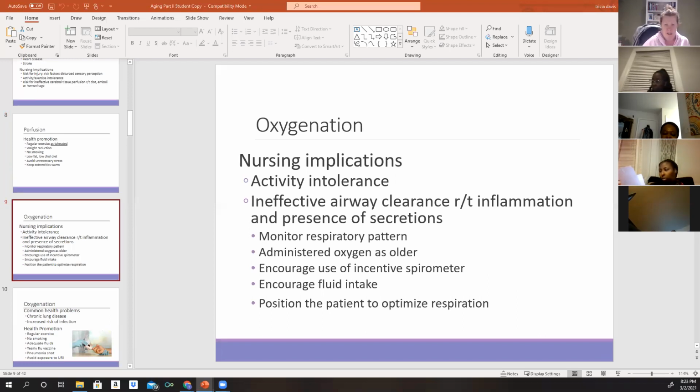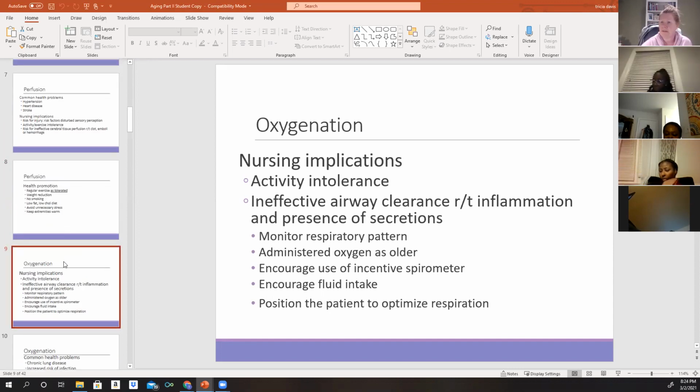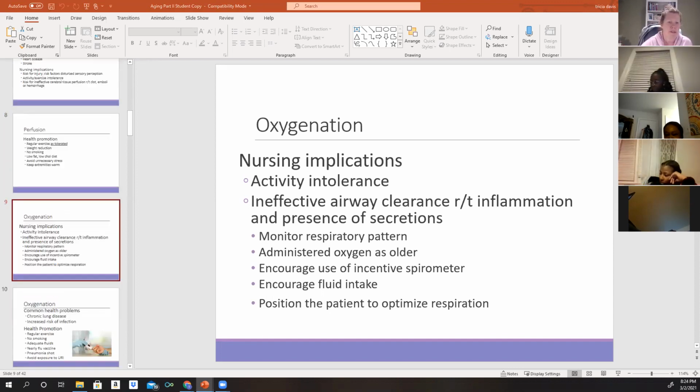So oxygenation. Some of the nursing implications that we will see with oxygenation, we might see an activity intolerance. If they're not getting proper oxygenation throughout their body, they're not going to be able to tolerate certain activity. That could be taking their normal walk a couple times a week. That could just be walking around the grocery store, even ambulating in their house.